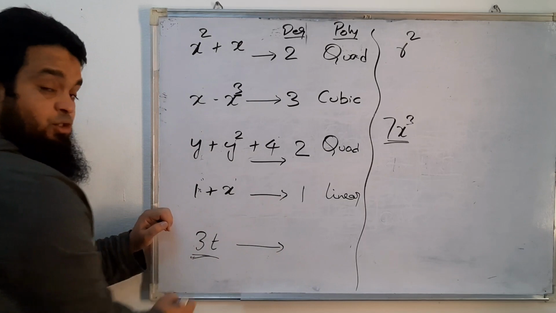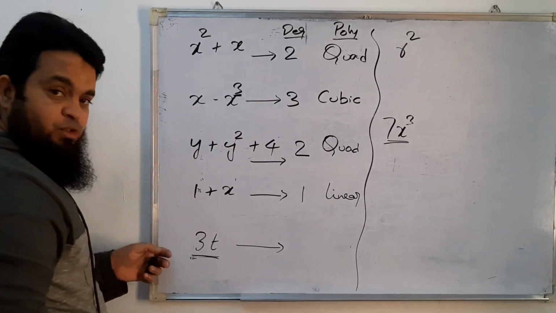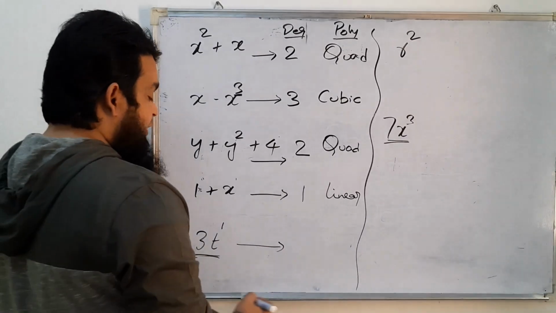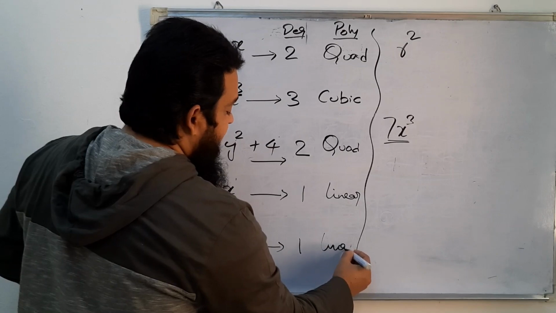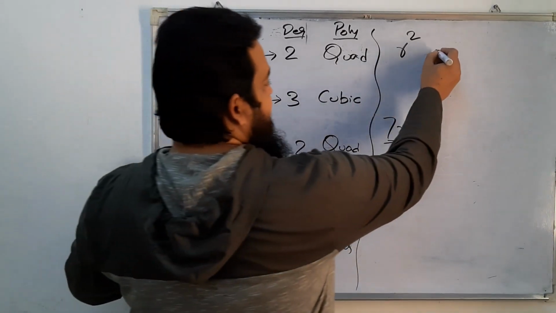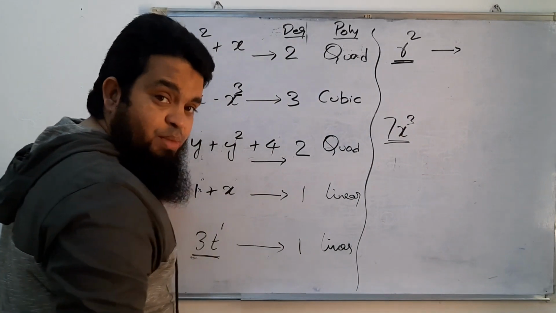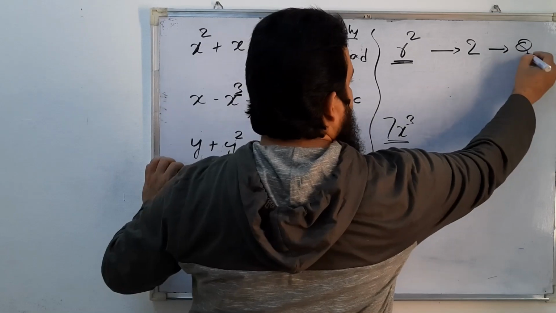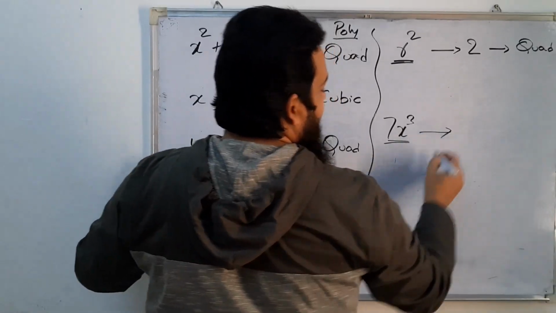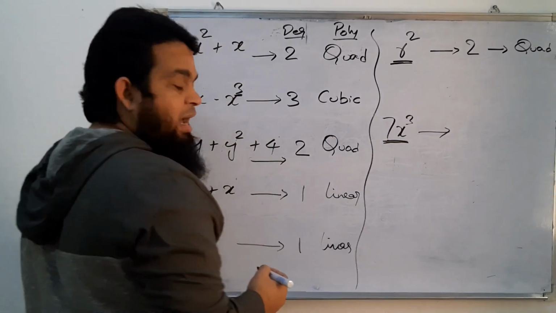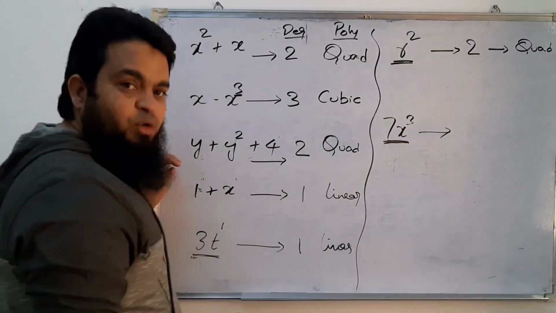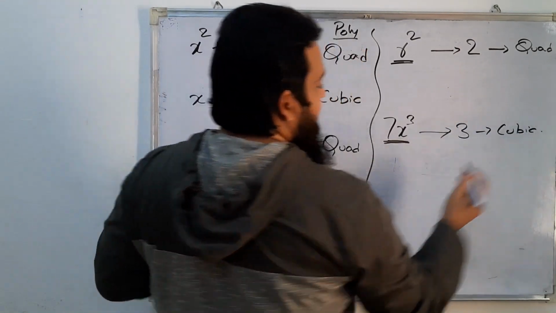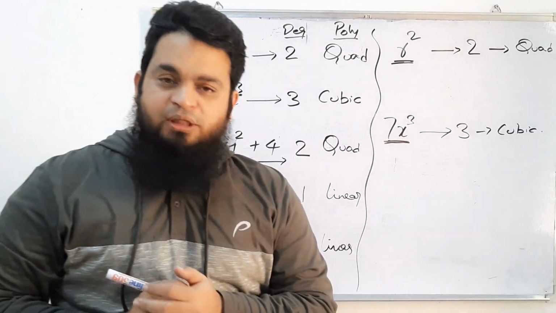In the same way here also you have one term, so it is a monomial, but still we have the exponent of the variable as 1, therefore it is called a linear polynomial. In this polynomial, this is also a monomial, but the exponent of the variable is 2, therefore it is called a quadratic polynomial. Here it is also a monomial, you have the exponent as 3, so therefore this is called a cubic polynomial. I hope you understood all the problems.